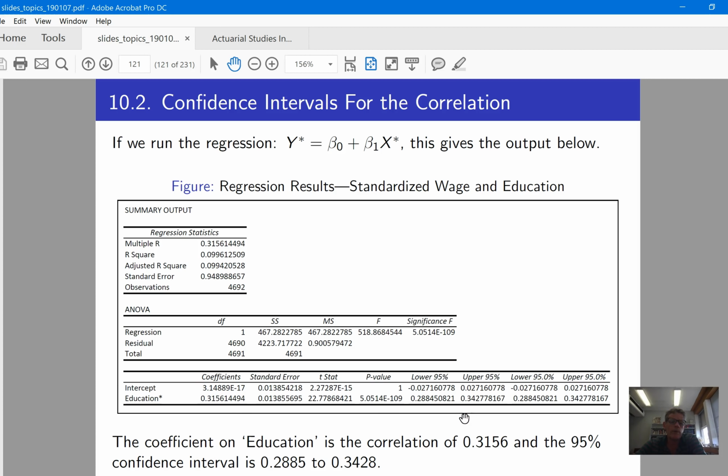So we're 95% sure that the true correlation for the population is somewhere between 28.7% and 34.3%. So our sample estimate is 31.5%, and that's reasonably accurate because you're pretty sure that the true value is somewhere between here and here. Okay, so it's that easy for us to construct a confidence interval for the correlation.